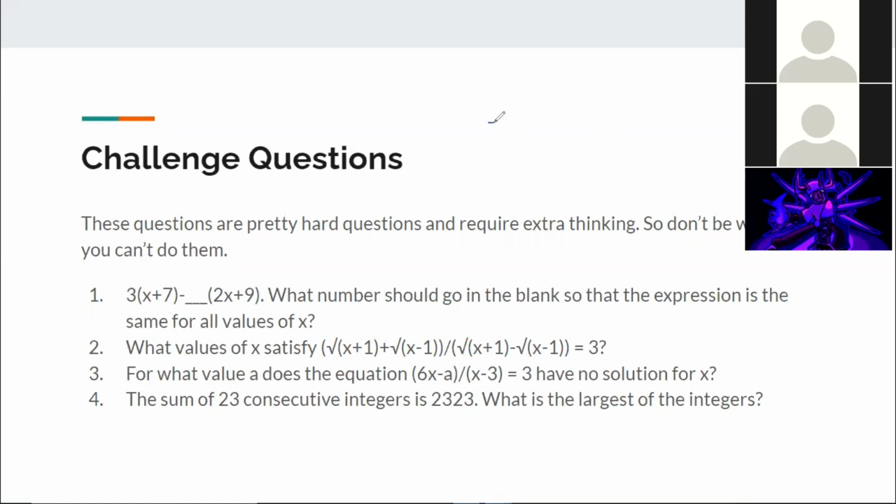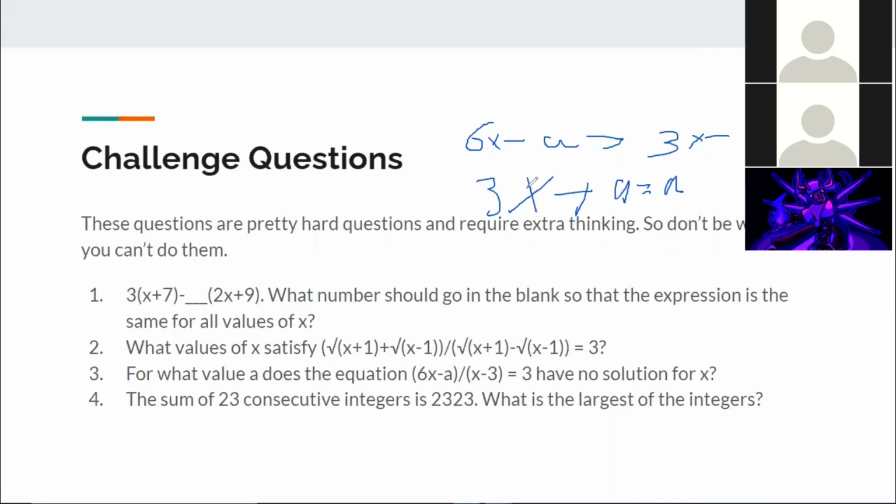So it's good. It's going to become 6x minus a is equal to 3x minus 9. Right? So you solve it, and if you isolate for a, you're going to get 3x plus 9 is equal to a. And you remember how I said the denominator cannot be 0. So x cannot be 3. Sorry, the denominator can't be 0.